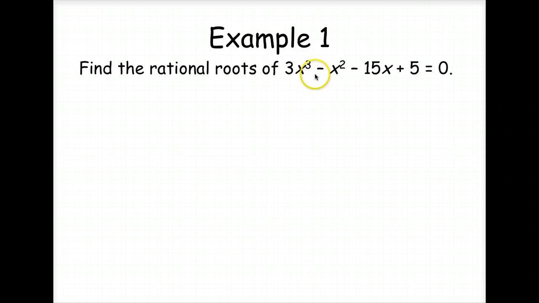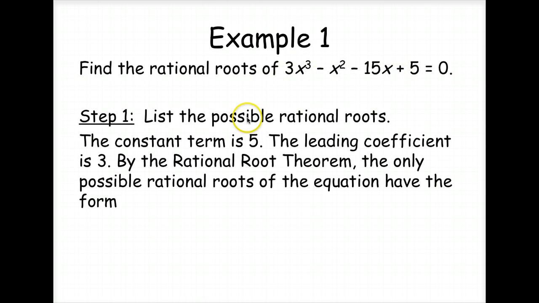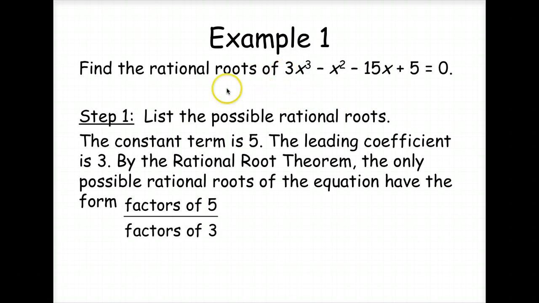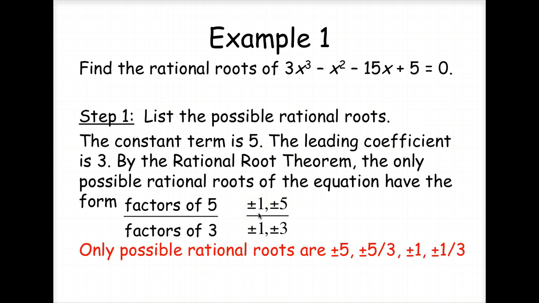So we're going to find the rational roots of this polynomial function: 3x cubed minus x squared minus 15x plus 5. We need to list all the possible roots for our constant term, which is 5, and the leading coefficient, which is 3. Because by the rational root theorem, the only possible rational roots of the equation have the form factors of 5 over factors of 3. So we could have a 1, 1/3, a 5, or 5/3, plus or minus, because negative times a negative would give us a positive as well.